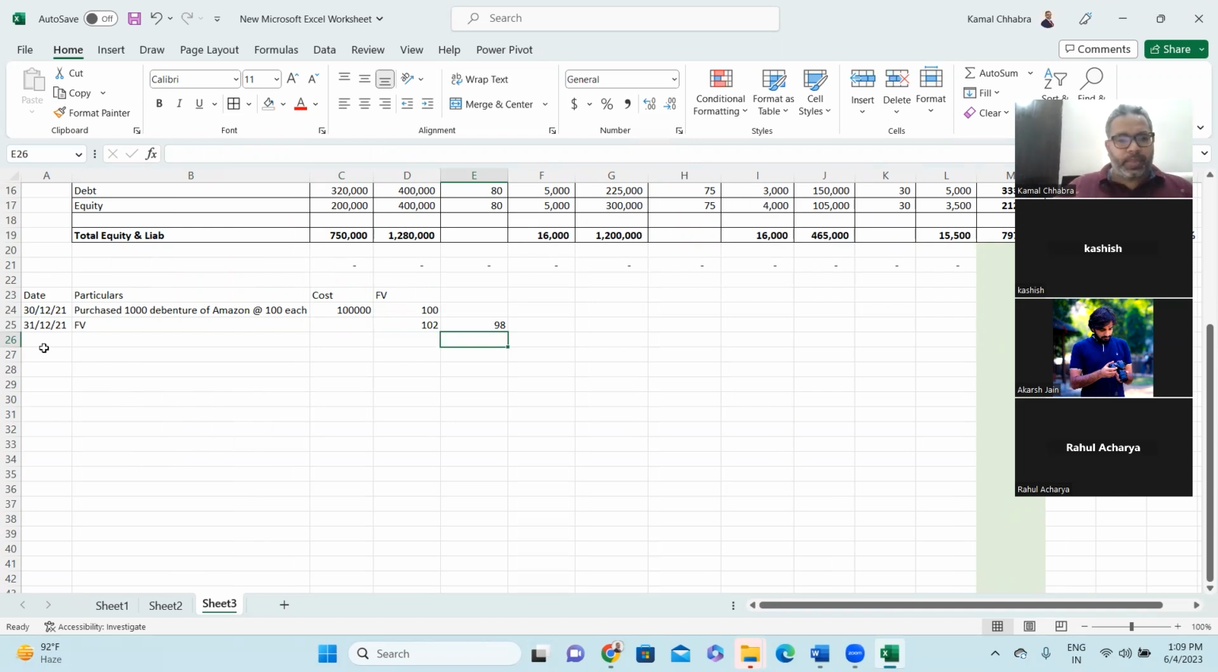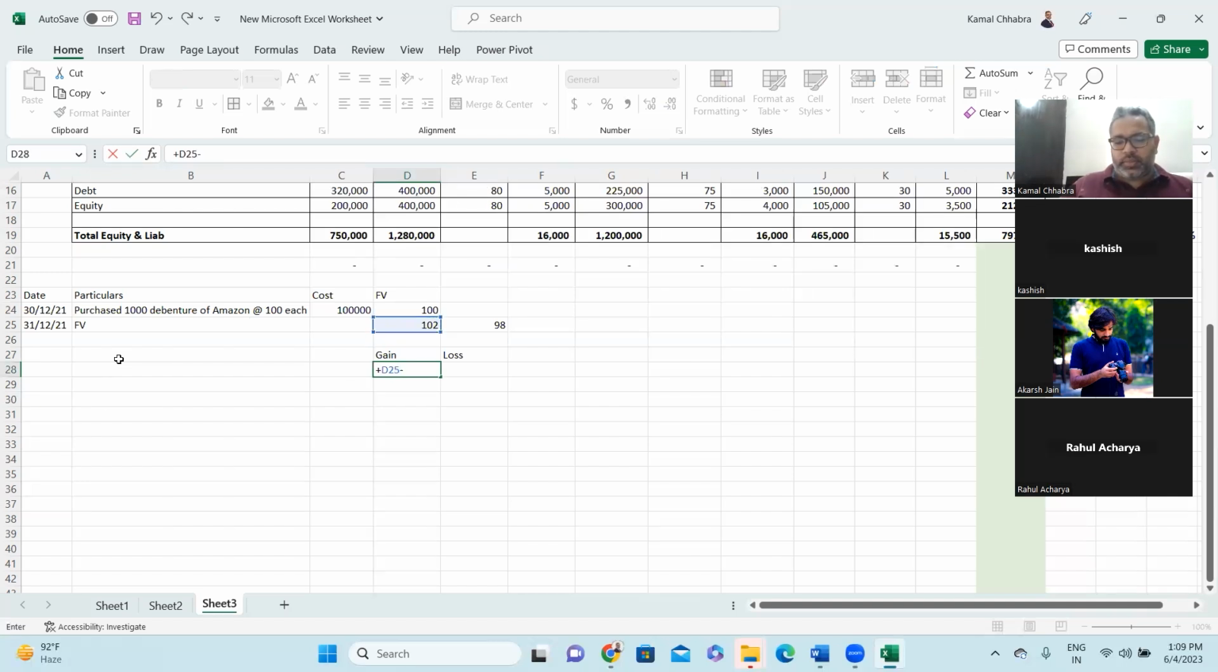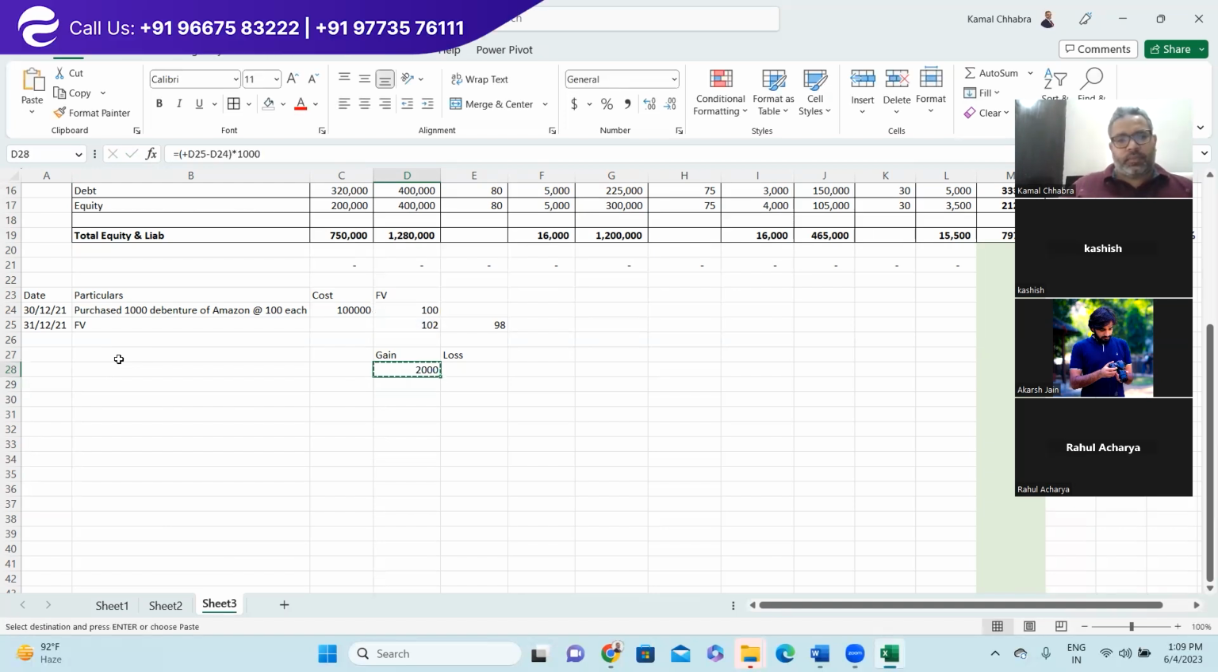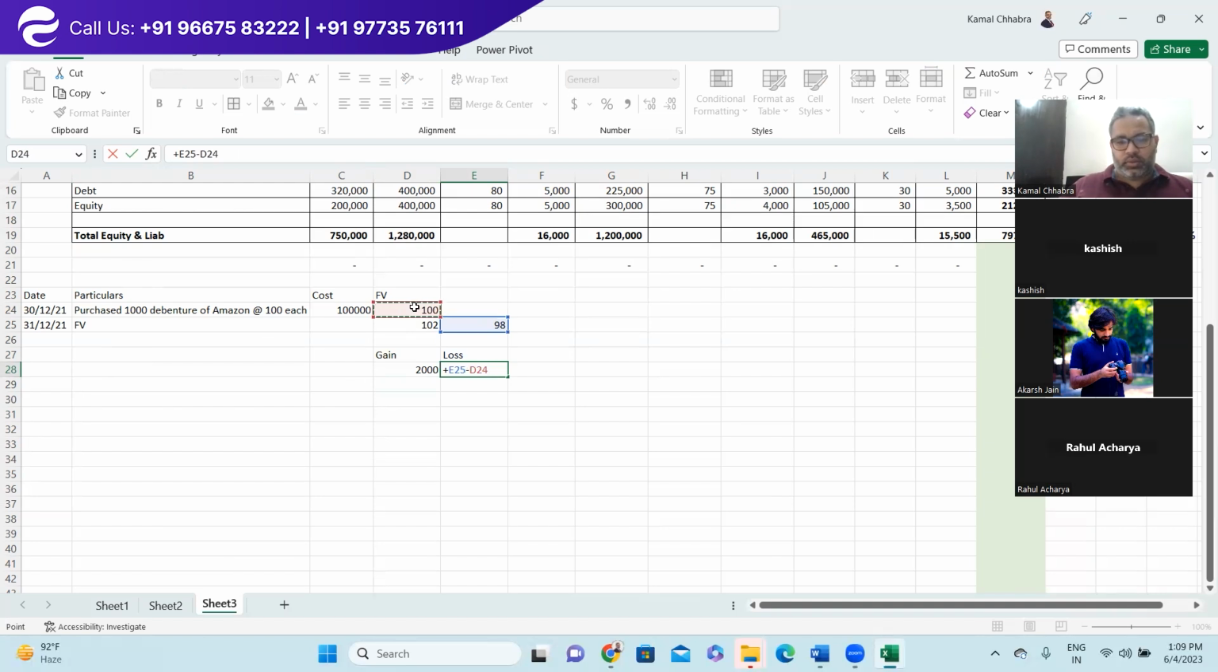Are you guys with me? Yes, sir. So what will be the gain in this scenario? It will be a gain. In this scenario, it will be a loss. How much is the gain? This minus this, multiplied by 1,000 shares. Right. Here, what will be the loss? This minus this. Let's say 97.